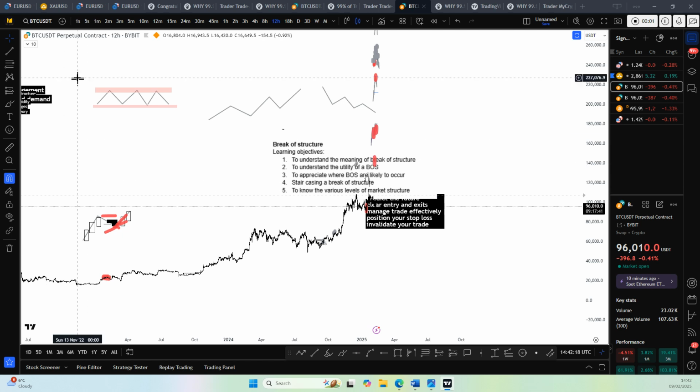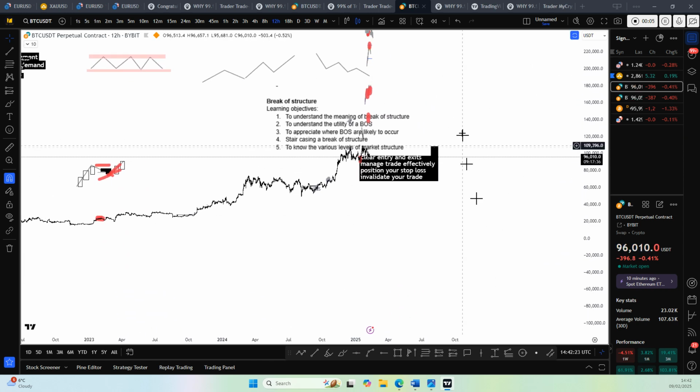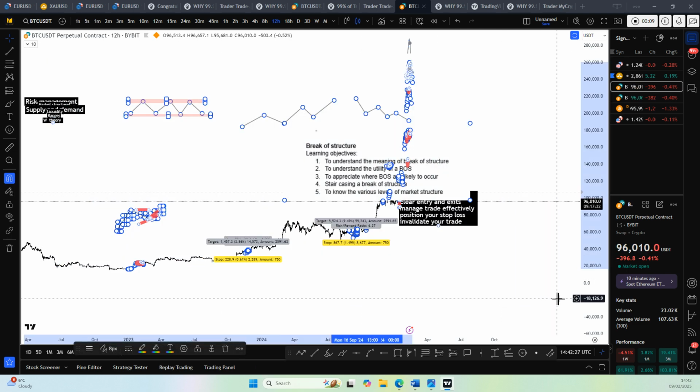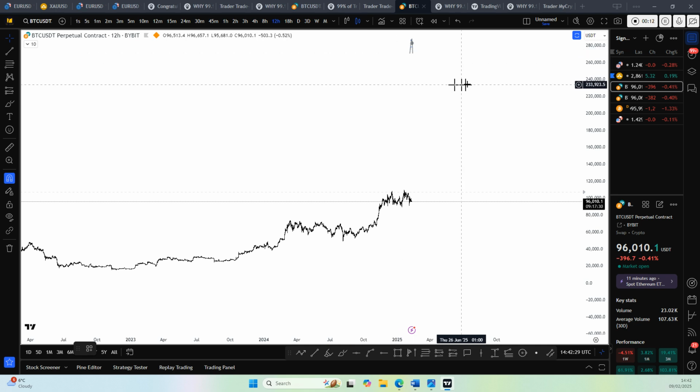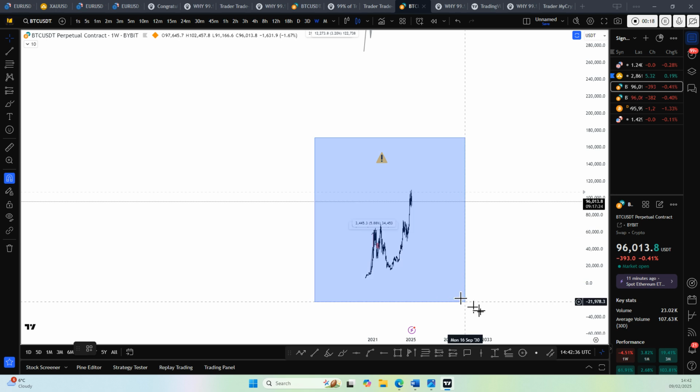Okay, so today we're going to do an in-depth analysis of the data in front of us. We're going to take a look at Bitcoin and see how we can plan for the week ahead. So I'm going to get rid of all of this, and we're going to start from scratch. We're going to have a blank canvas, and we're going to build on the narrative. I'm going to get rid of this as well.